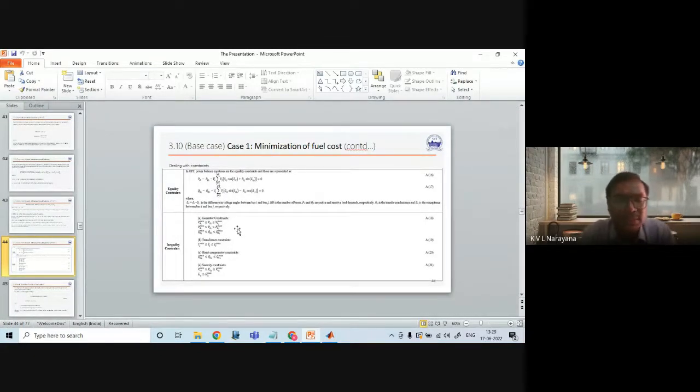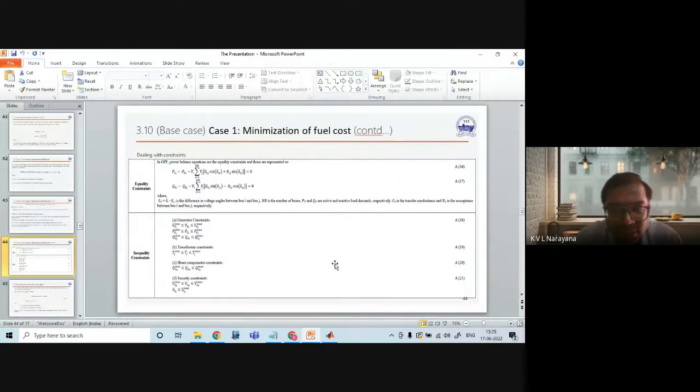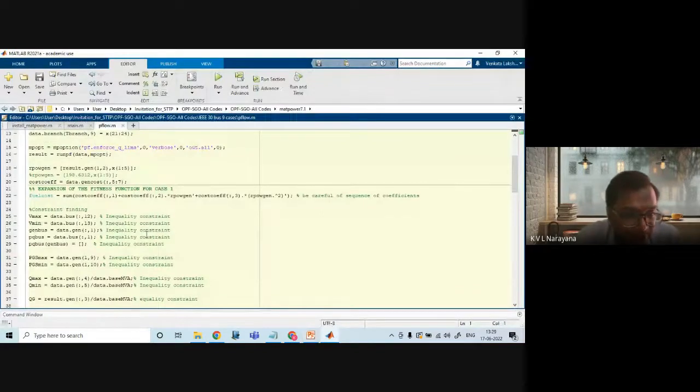When can we say that the constraint is violated? Can anyone answer? If the generator output voltage is greater than V max or less than V minimum, then the constraint is violated. If the generated power is less than P minimum or greater than P max, then the constraint is violated. So greater than P max or less than P minimum is formulated as an error. Okay. So all those values are to be given. V max, V minimum, all these values are to be taken from the MATPOWER.